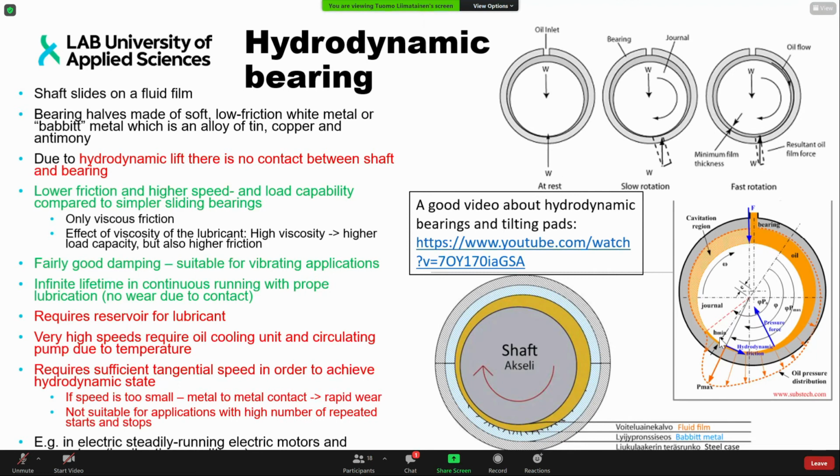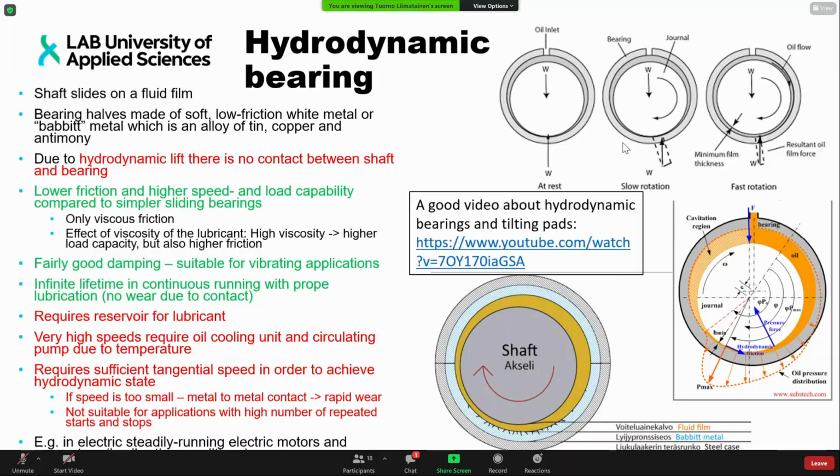And this hydrodynamic bearing, due to this lift and non-touching function, of course, will provide higher speed and load capabilities compared to the previous versions of sliding bearings.